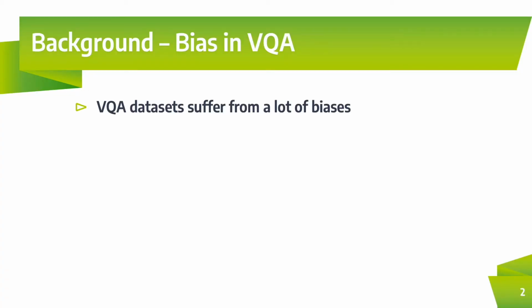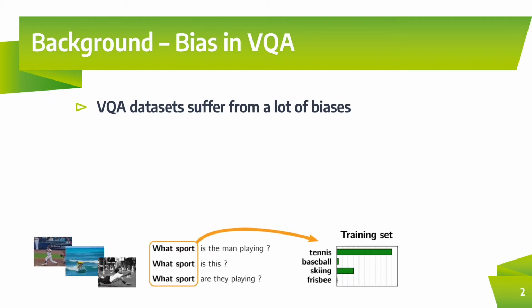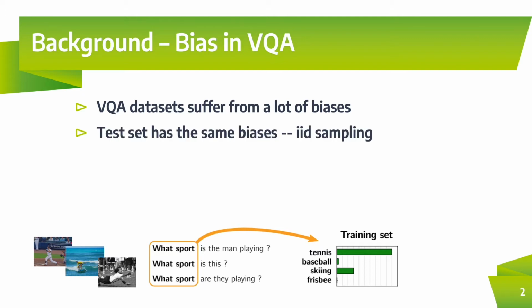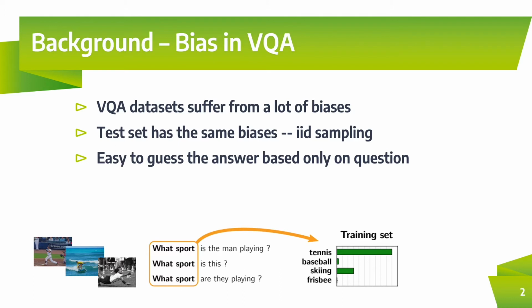Current VQA datasets suffer from lots of biases. For example, for all the questions starting with what sport, tennis is overwhelmingly the most popular answer. Since the test set is sampled from the same distribution, they also demonstrate the same biases, which makes it very easy to guess the answer based only on the question and therefore is not a good test of generalization.